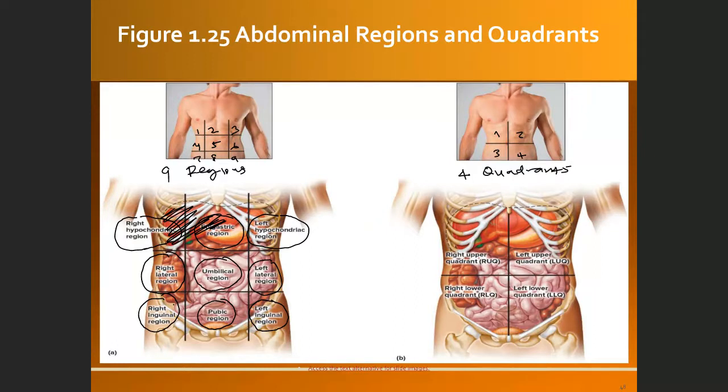So this is how the doctor divides the abdominopelvic cavity into regions to pinpoint the exact location of the organs. And then for the quadrants, it's easier, only four quadrants. The top one on the right is called the right upper quadrant. The top on the left is going to be the left upper quadrant. And the bottom parts are called the right lower quadrant and left lower quadrant. Okay. So for example, the liver will be located in the right upper quadrant. The appendix will be located in the right lower quadrant. Okay, so this is the division of the abdominopelvic cavity, whether in regions or quadrants.